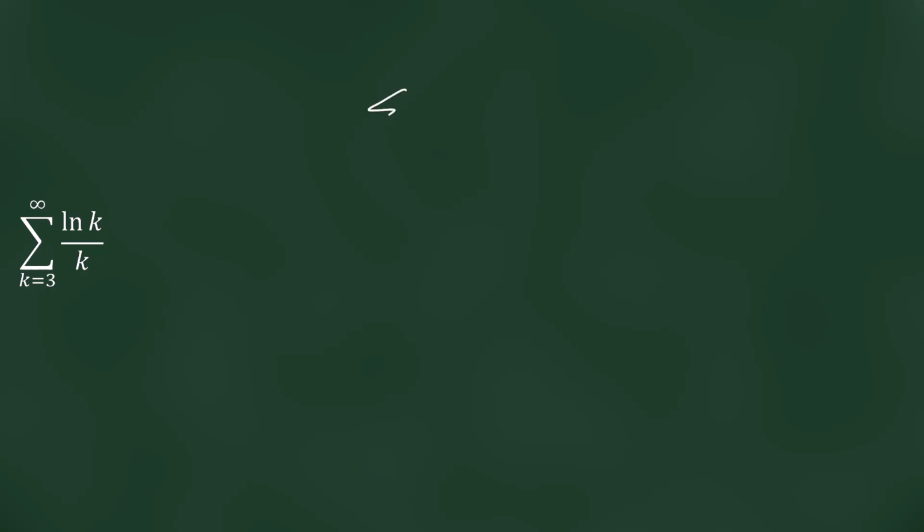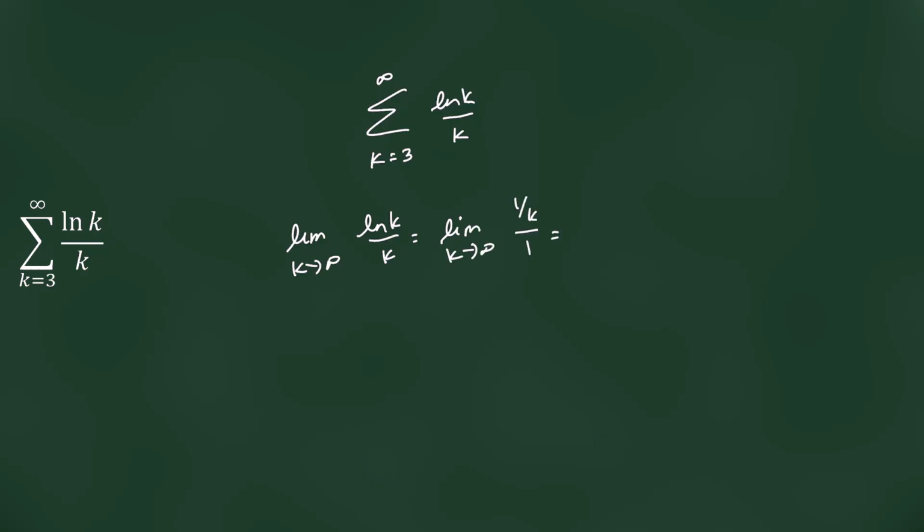Final example, we have the sum from k equals 3 to infinity of the natural log of k over k. So we can see that the limit as k goes to infinity of this guy is the same as the limit as k goes to infinity of taking derivatives, 1 over k, which is 0. So it has a chance to converge. So we need a test. Nothing obvious jumping out to me, except that I notice that if I look at the function ln x over x, that's fairly easy to integrate. So I'm going to use an integral test.